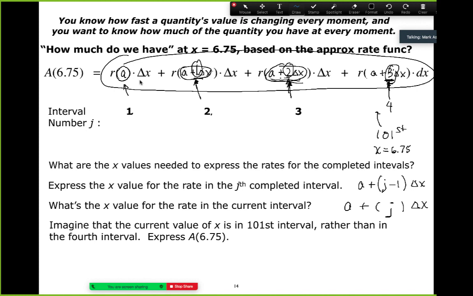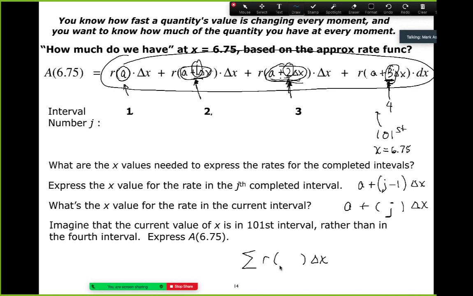So rather than write out 100 of these, plus 101, plus another one, how can I do that? They all kind of look the same. How can I write out summing up 100 things that look the same, and get it to fit down here? It's the summation notation. It's meant to help us, not to scare us, right? It's a good thing, not a scary thing. And so we're summing up a bunch of r of somethings times delta x.